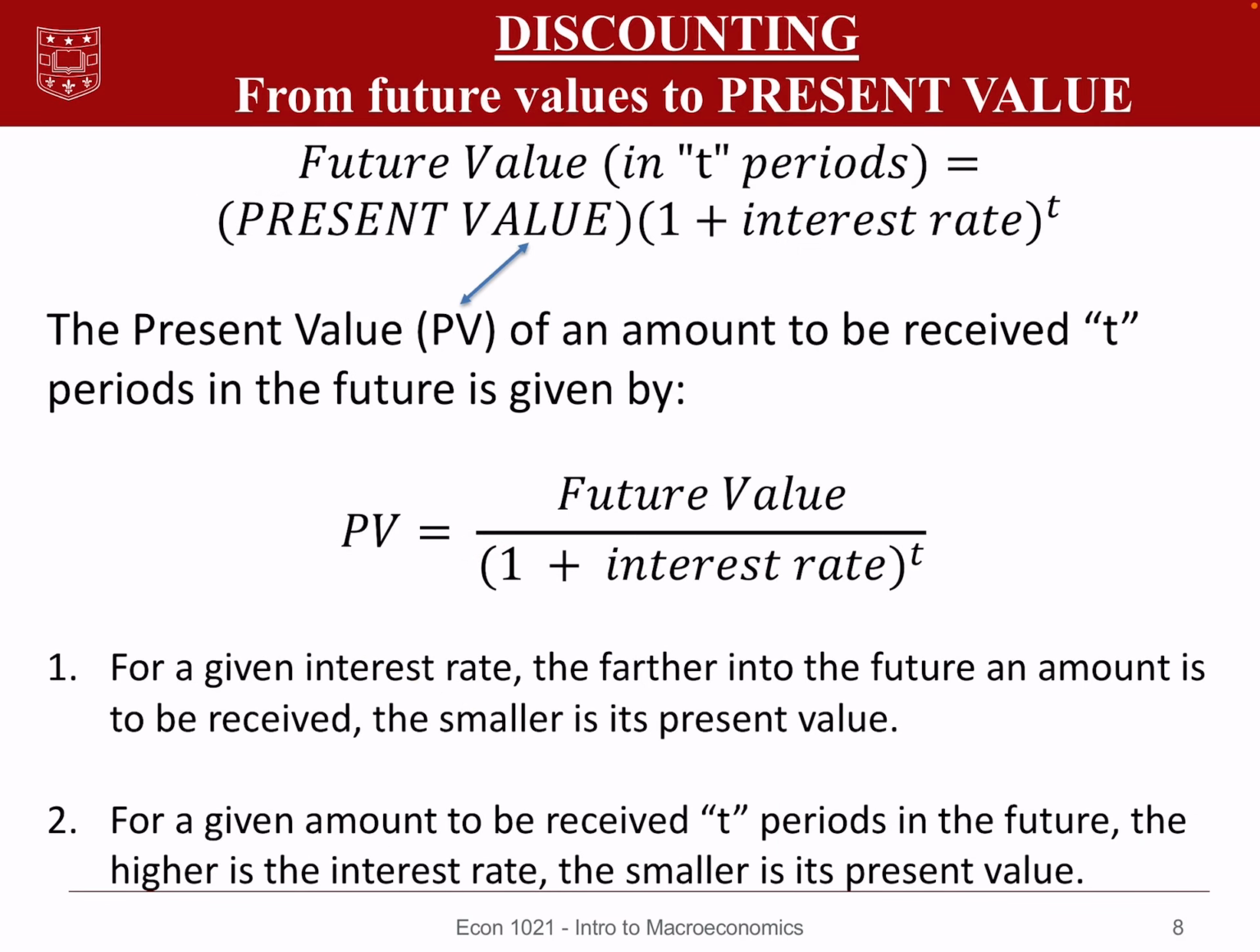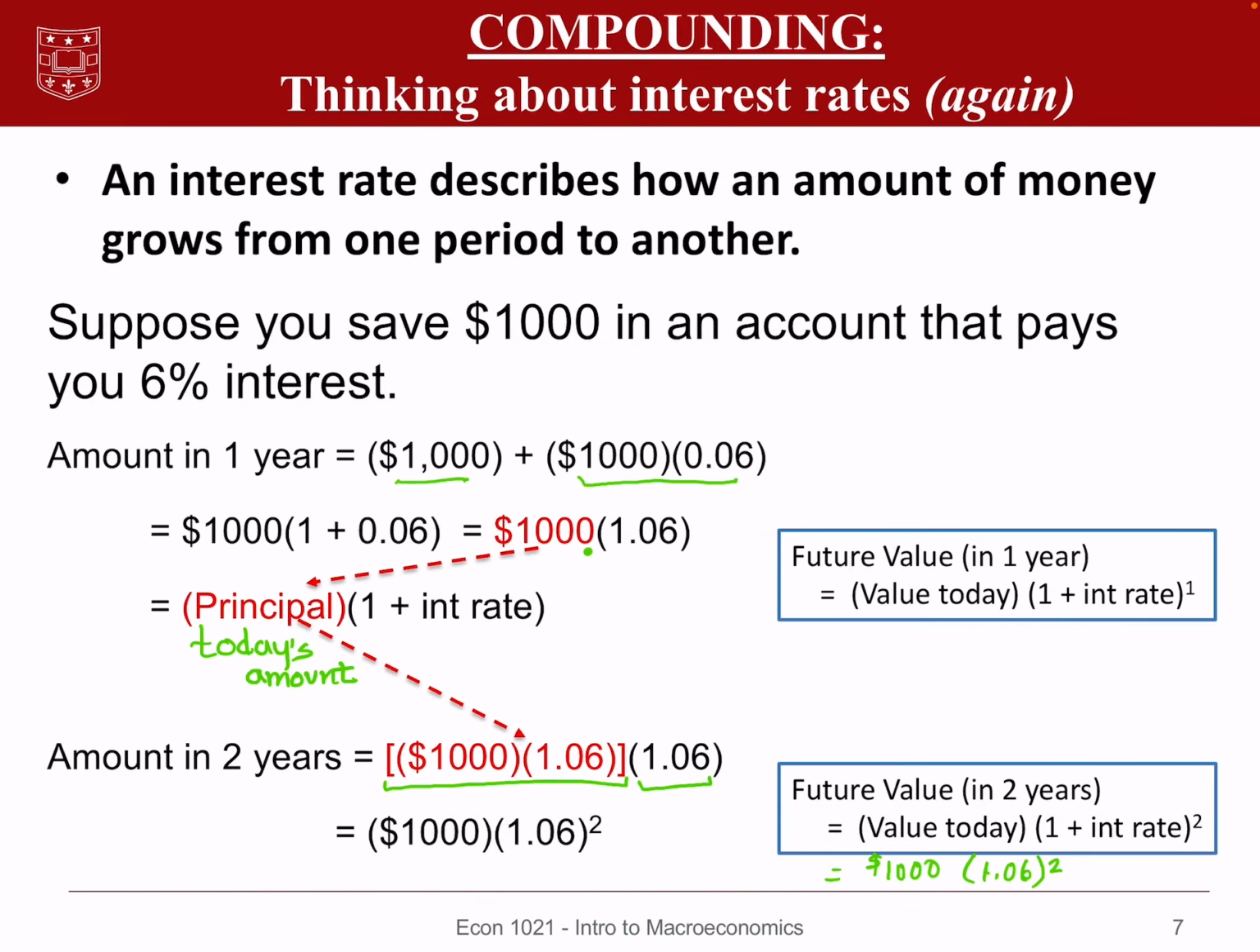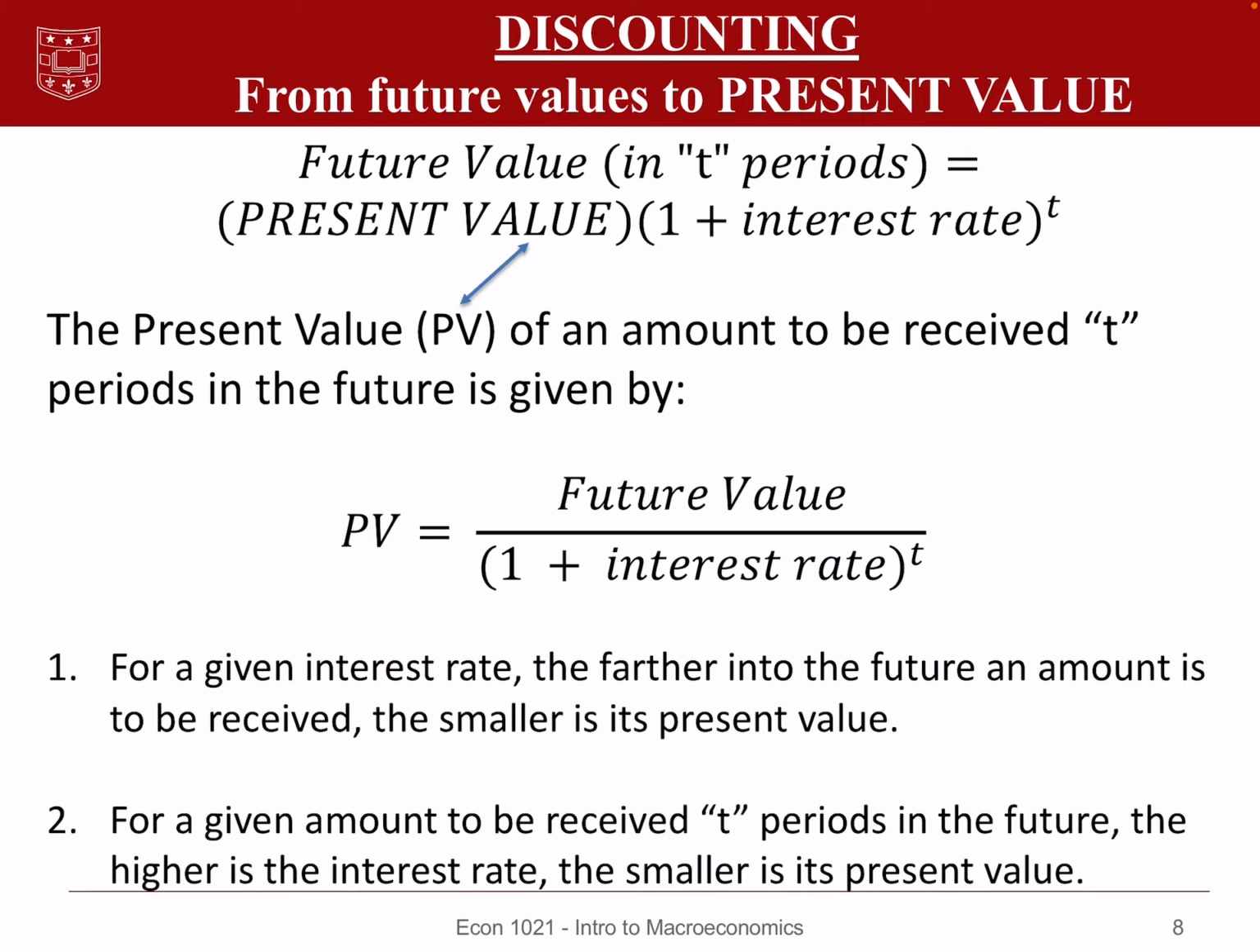So the phenomenon of discounting is just flipping compounding on its head. Rather than, as we did here, thinking about how an amount of money grows from one period to another, with discounting, we're saying, suppose I have a promise of receiving a certain amount of money in the future, say T periods ahead. What's it worth to me today? What it's worth to me today is the today's value, or the present value.